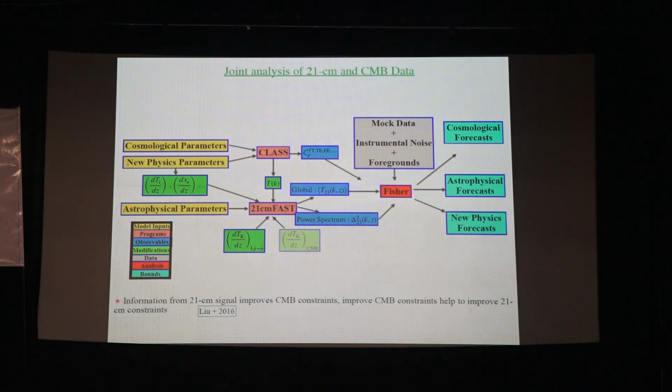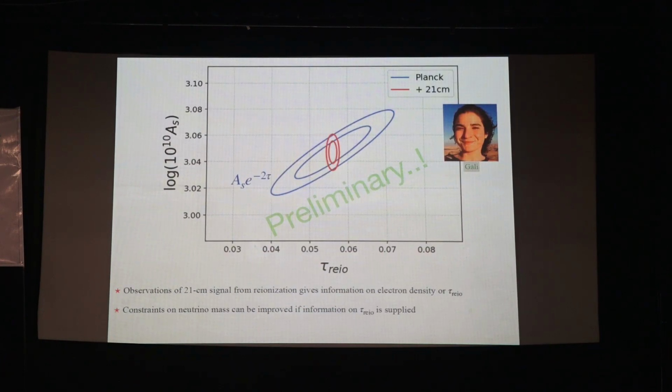And the second is the joint analysis of the 21 centimeter and the CMB data. The idea here is that you can supply information from the 21 centimeter observations to the CMB analysis, which will improve the CMB constraints. And in turn, the improved CMB constraints will help to improve the 21 centimeter constraints, for example on astrophysical parameters. An example: in the same analysis, you have this degeneracy between A_s and the tau reionization, right?